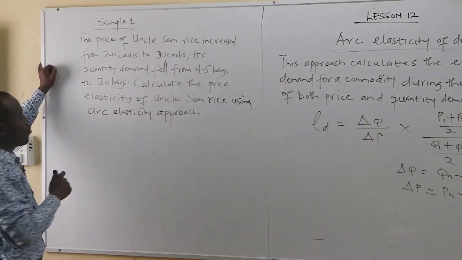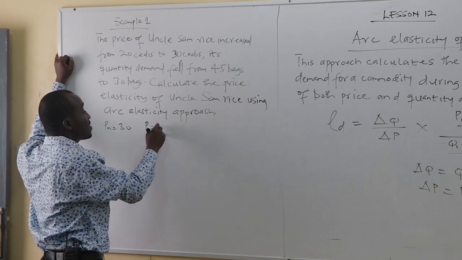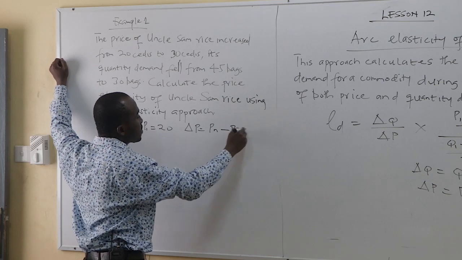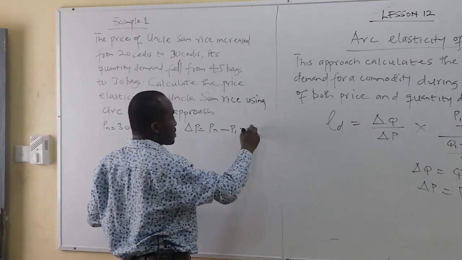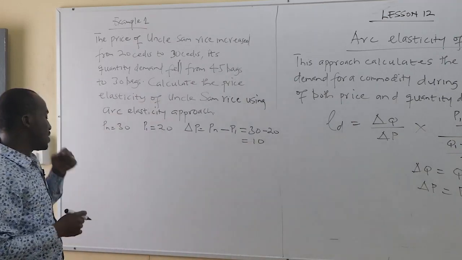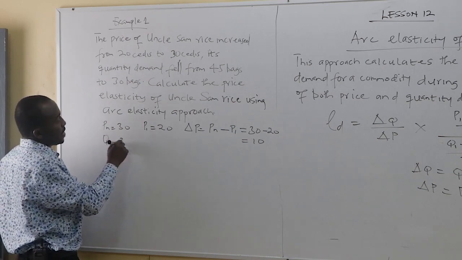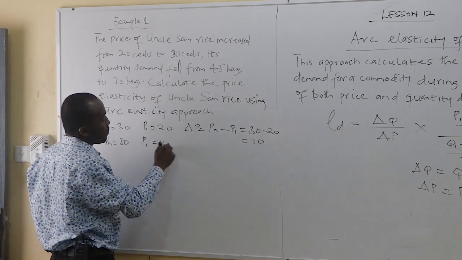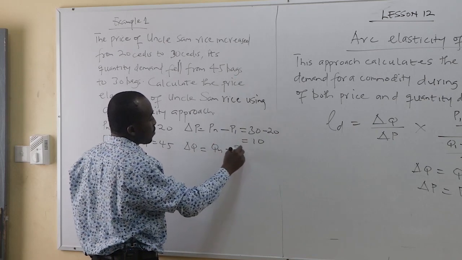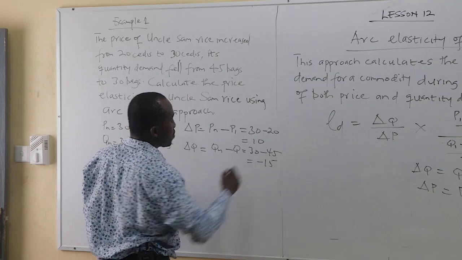So here we know that the new price is 30. The initial price is 20. What's the change in price? The new price minus the initial price, which is 30 minus 20. That gives you 10. What about the quantity? The new quantity is 30. The initial quantity is 45. Therefore, the change in quantity is the new quantity minus the initial quantity, which is 30 minus 45, which gives you negative 15.